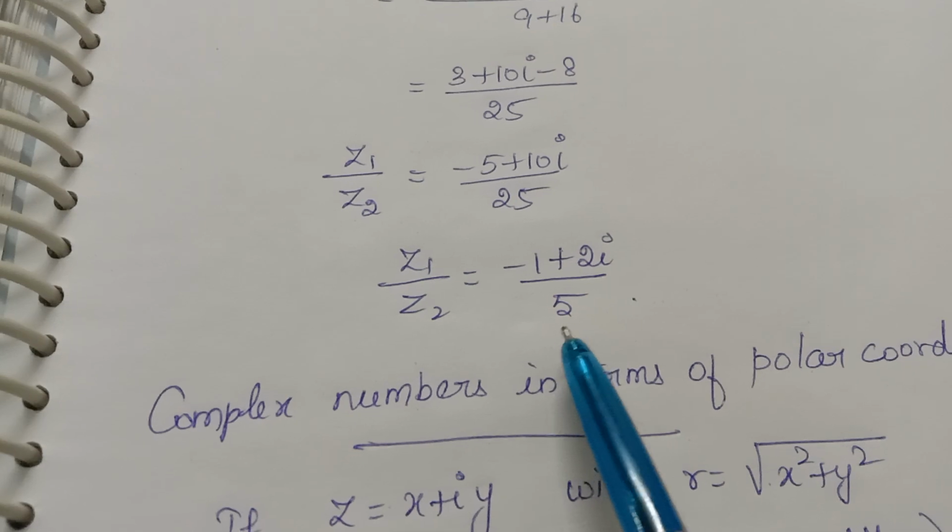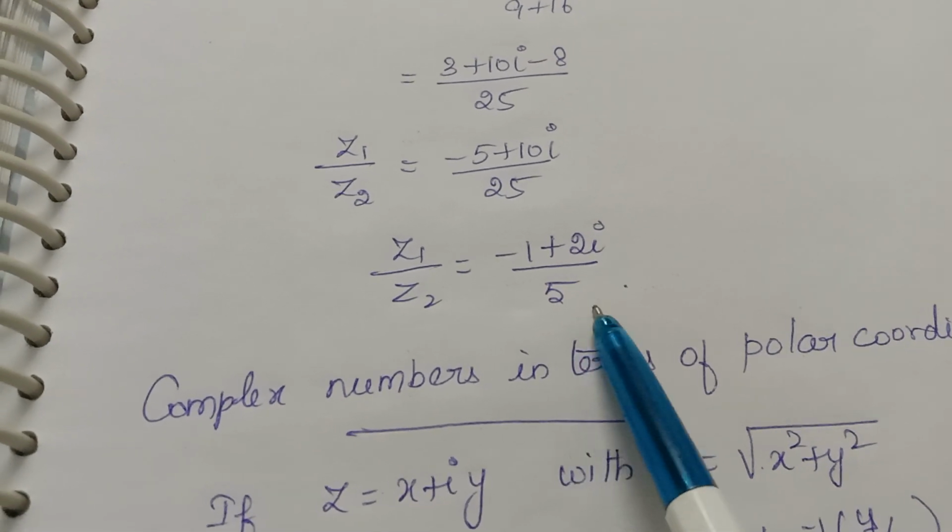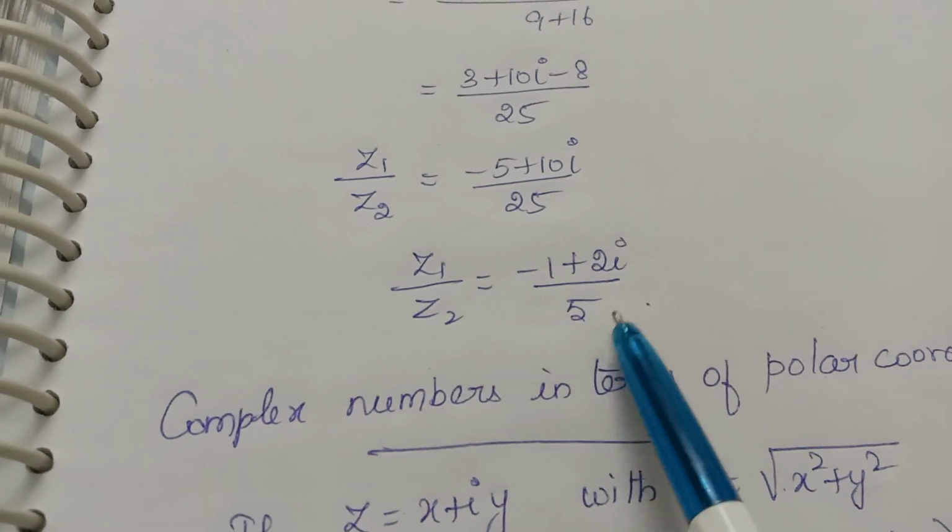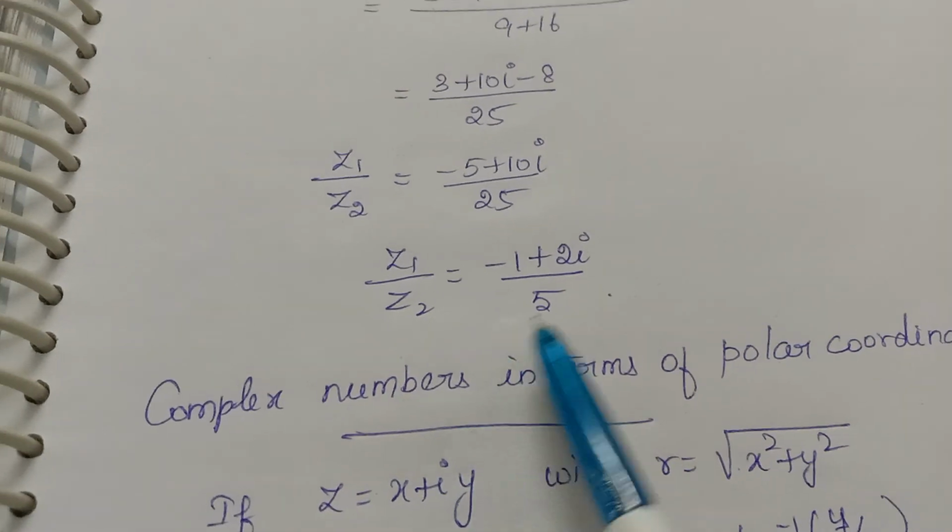So this is how you have to find the quotient of two complex numbers. See, here also you are not getting any i in the denominator. We have eliminated that one.